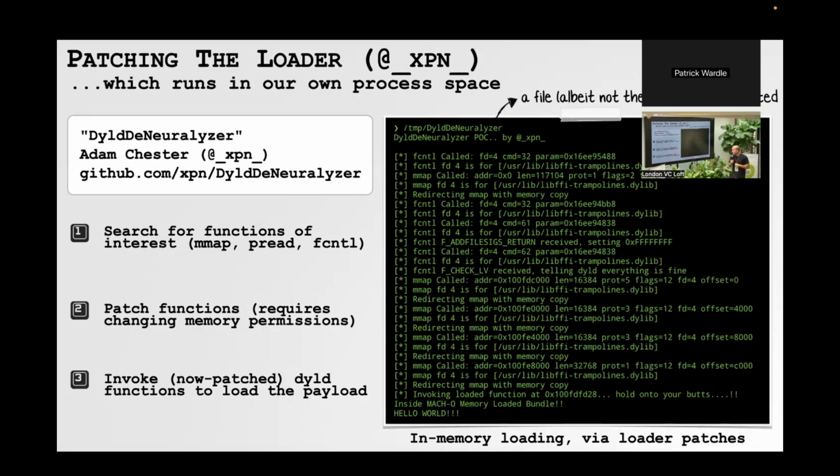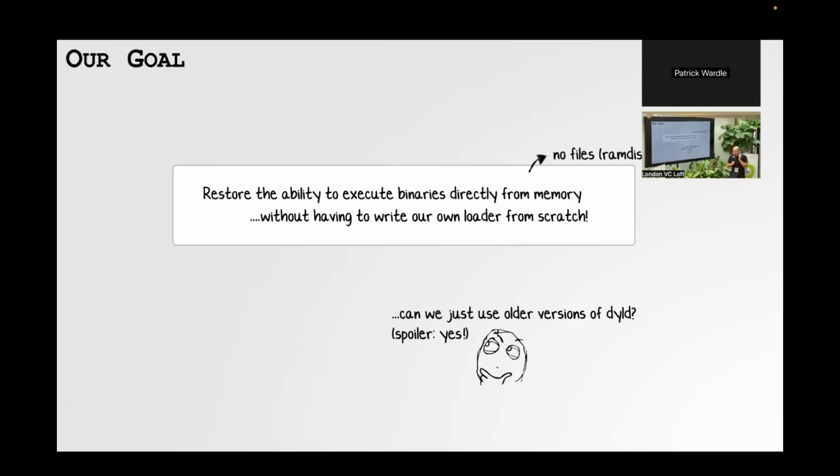Another interesting improvement was created by Adam Chester. He does a whole bunch of neat research. And he basically said, you know what, what I can do is patch the loader at all the places where it was writing out the file to disk, and instead redirect it to my own code so that I can have the direct execution of binaries from memory. He released the proof of concept, and it actually works. And it's solid. But the problem is it's very intensive in the sense that it requires you finding certain offsets, changing memory permissions to patch the loader. So it's great, and I'm not knocking it, but it's rather involved.